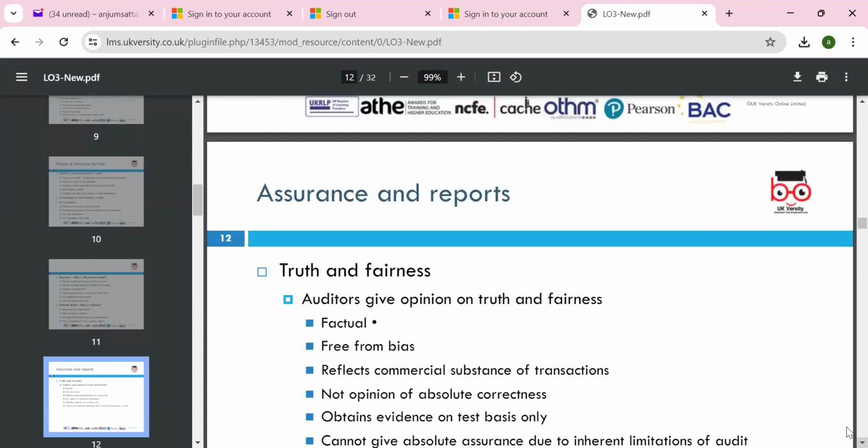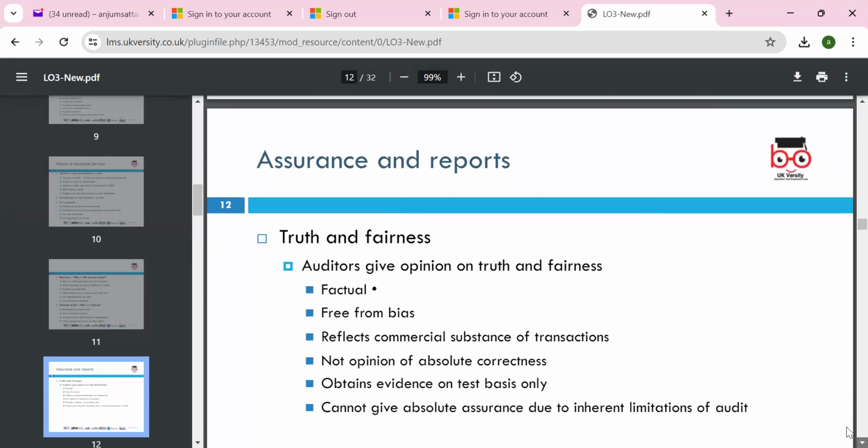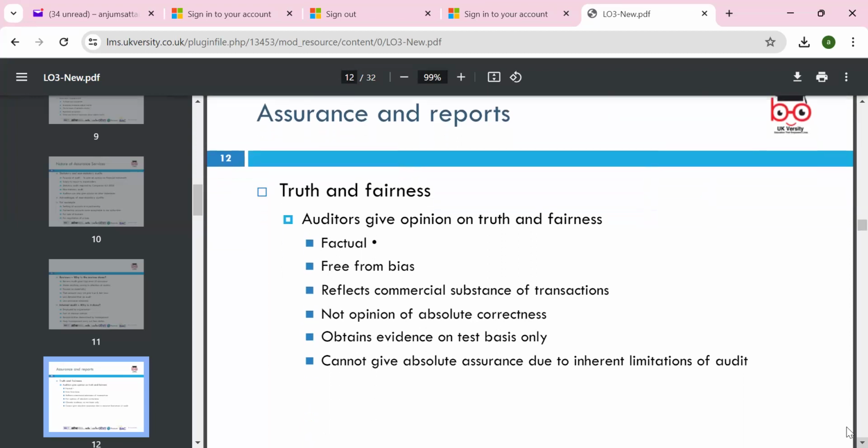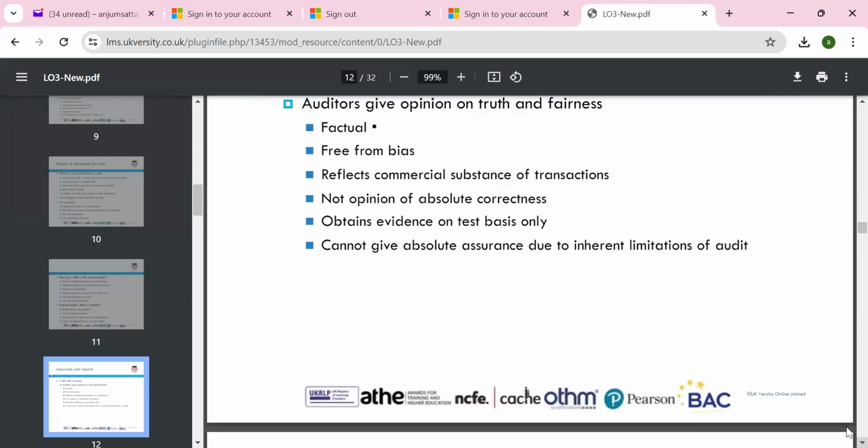Assurance reports can look at the trust and the fairness. Auditors give the opinion, and it needs to be true and fair, factual, free from bias, reflecting the commercial substance of transactions, not an opinion of absolute correctness. They obtain evidence on a test basis only and cannot give absolute assurance due to inherent limitations. There can be risk in audit. Any questions, please, if you have? Welcome to ask.